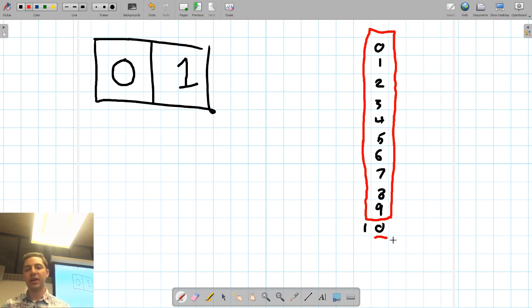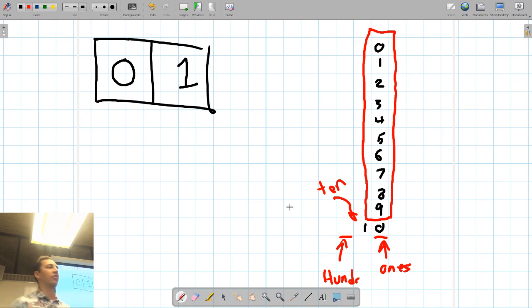What did we call this place way back in grade school? This was the ones place. What was this place called? The tens place. And then the next place, what was it called? Hundreds. After that, thousands, 10,000s, 100,000s, millions. The interesting thing about those place values is 10 could be thought of as 10 to the 1.